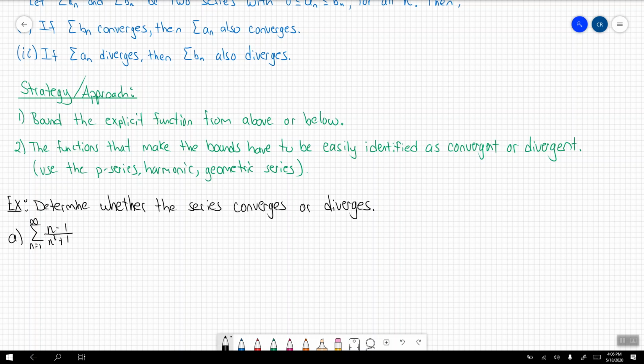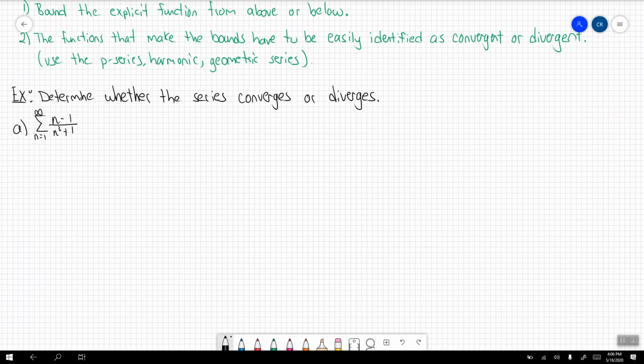All right, so once we've found this series that we want, once we observe the series that we're given, I'm just going to extract what I'm looking at for my function. All right, so what I'm looking at here is n minus 1 divided by n cubed plus 1. So I need to somehow, some way bound this function either from below or from above. All right. And again, my goal is to get a p-series, either harmonic series or geometric series.